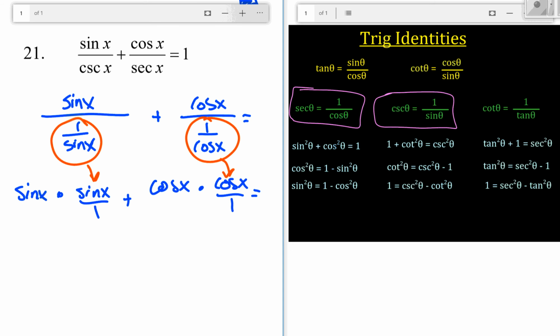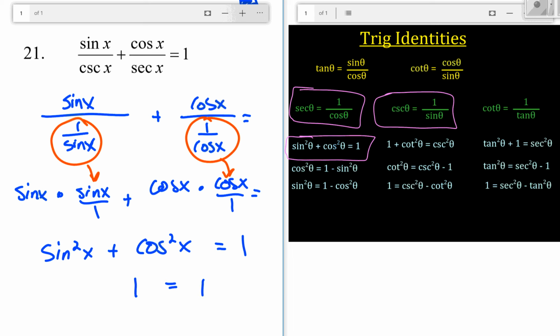So then we've got sine x times sine x is sine squared x, and cosine x times cosine x is cosine squared x. And that one is right on the bottom. So that is 1.